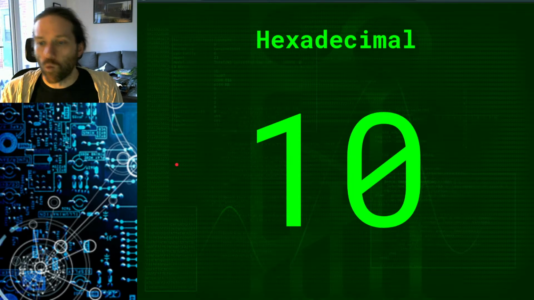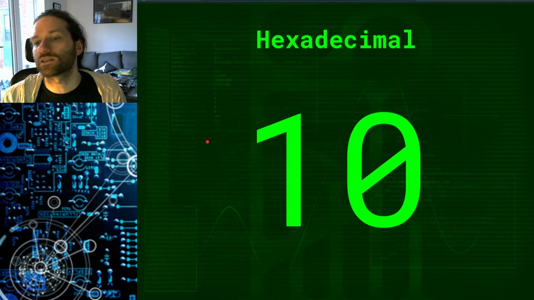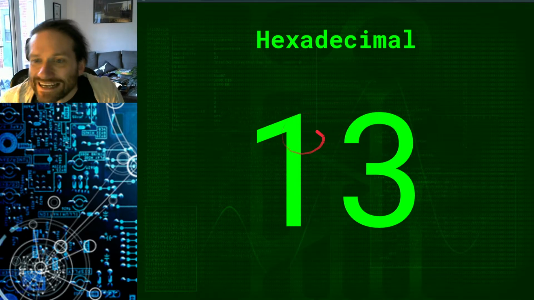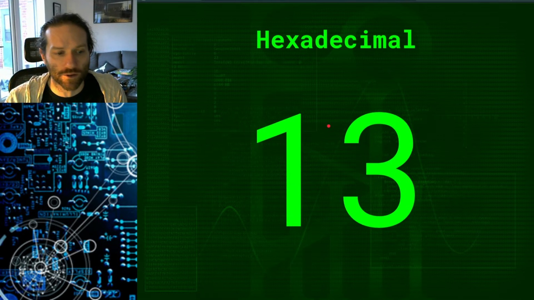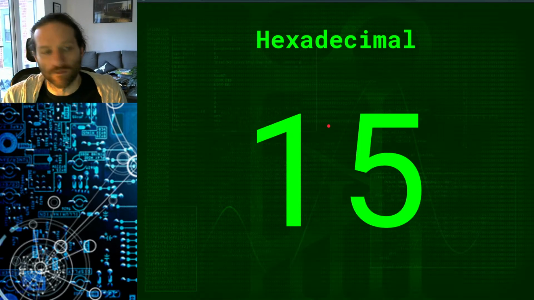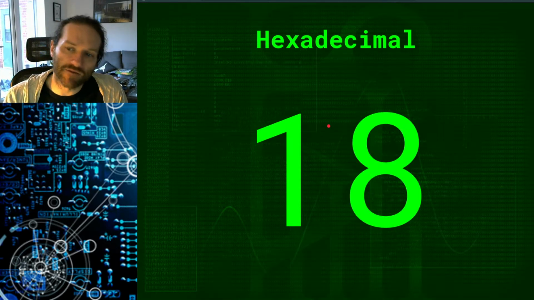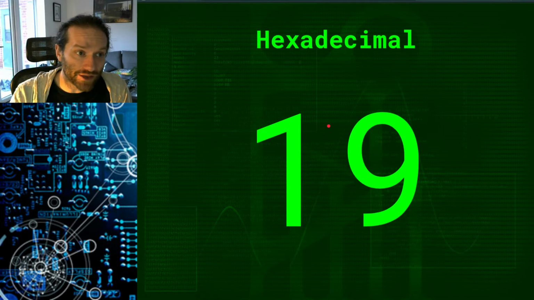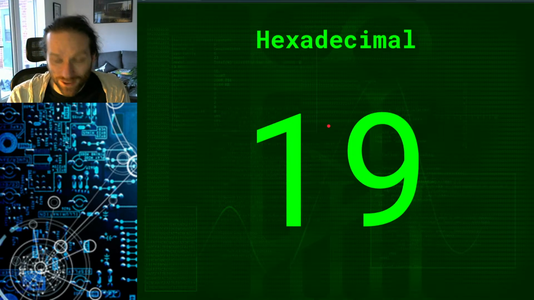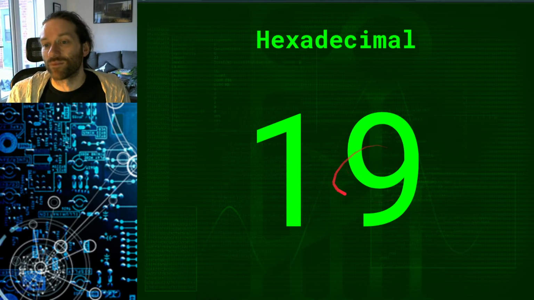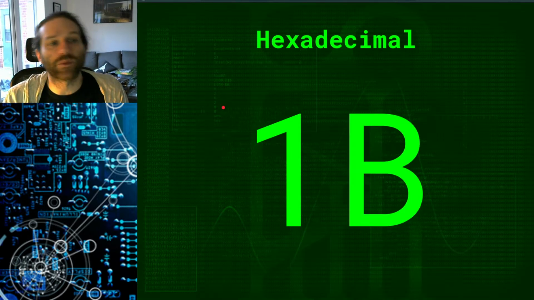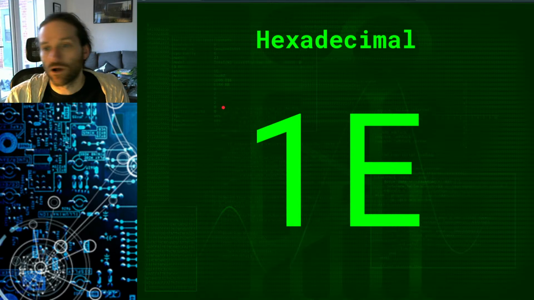Okay, so 10 in hexadecimal is equal to 16. And then we keep on going. 10, 11, 12, 13. Remember, this is not 13. This is hexadecimal 13. 14, 15, 16, 17, 18, 19. And we're in the same position here. No, we're not, because this is hexadecimal. We're about to transition from the numbers to the letters. So the next value is 1A, 1B, 1C, 1D, 1E, 1F.